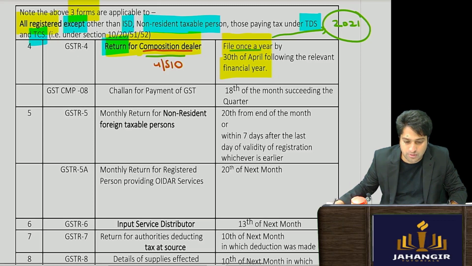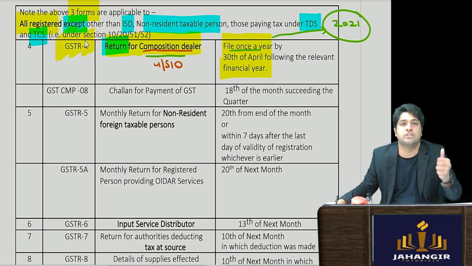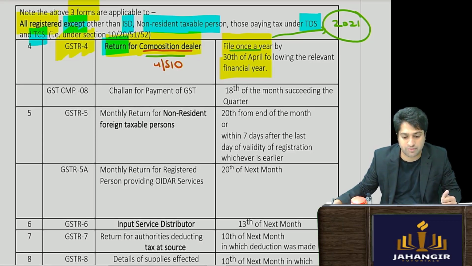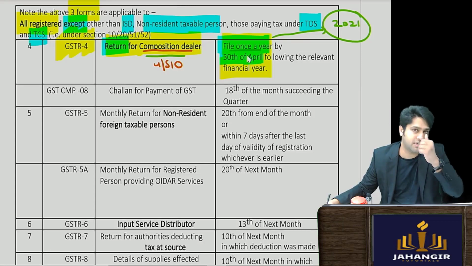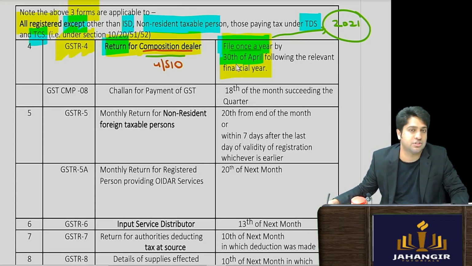Okay. It will be in your form GSTR 4. So GSTR 4 is a return filed by composition dealers. It is to be filed once a year before the 30th April of the financial year. Okay. Now this is just a return, a kind of information. However, the payment is to be done on quarterly basis.